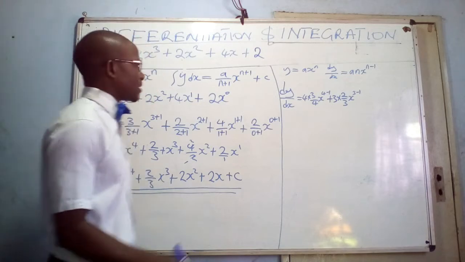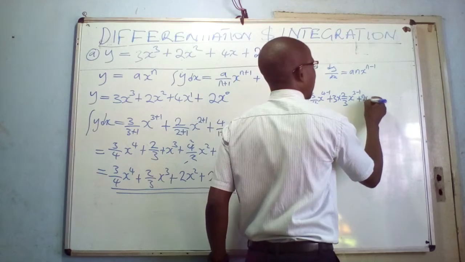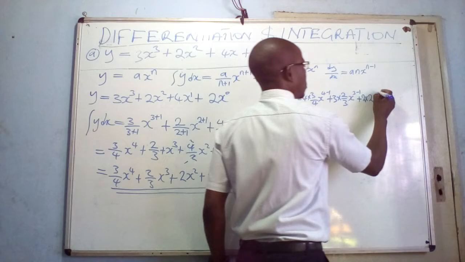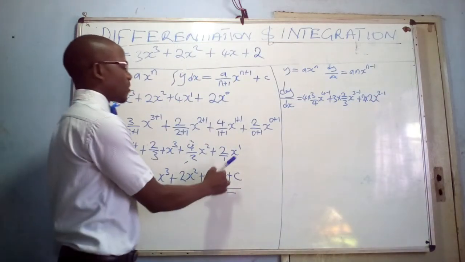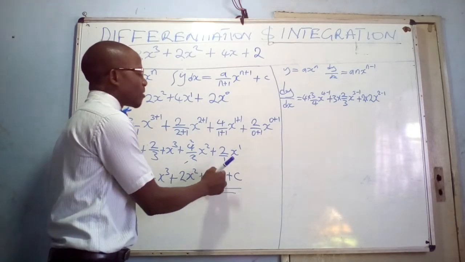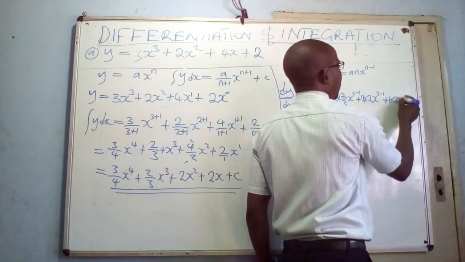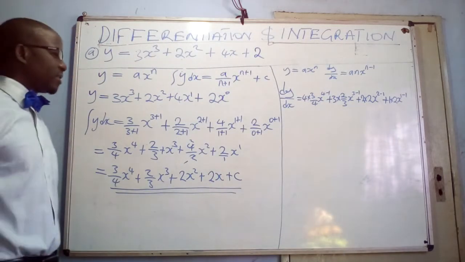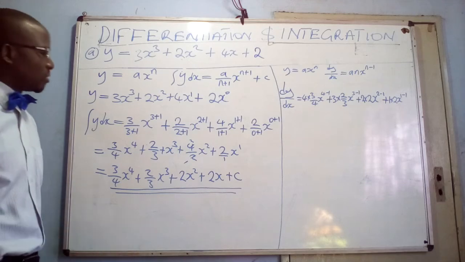This is 2x squared. It means 2 times 2 x to the power 2 minus 1. Then this one here, the power is actually 1. So it will just be plus 1 times 2 x to the power 1 minus 1. The constant c, when you are differentiating, you ignore the constant.